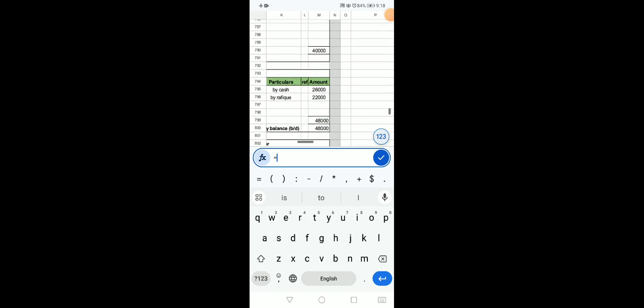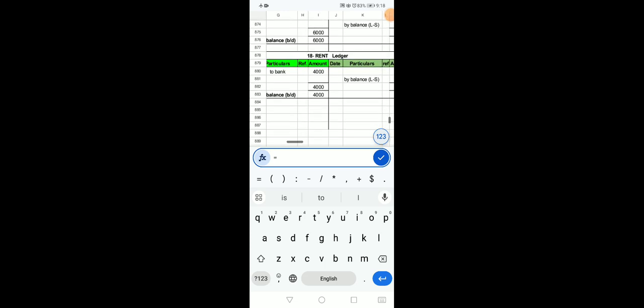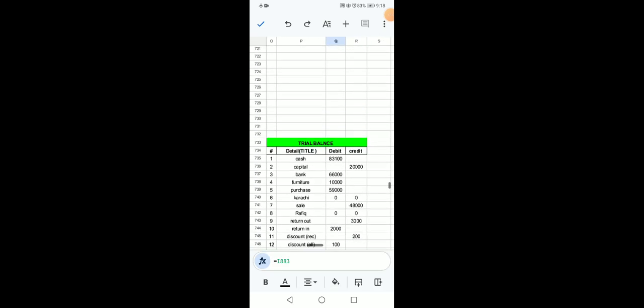Now we will see where balance brought down is written in the 18th ledger. This is your 18th ledger. Balance brought down is here. Which side? Debit side. And the balance is 4,000. So you will go to the trial balance and write 4,000 on the debit side of the trial balance, in front of rent, 18th ledger.